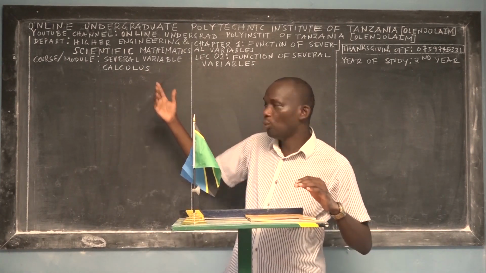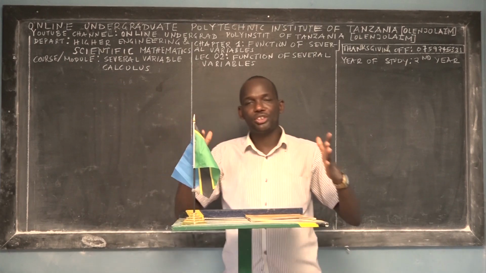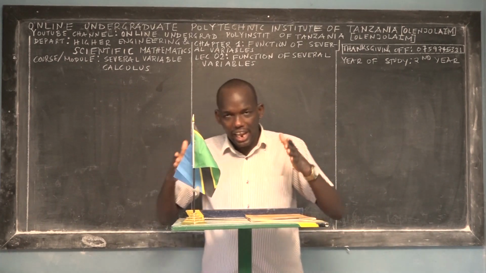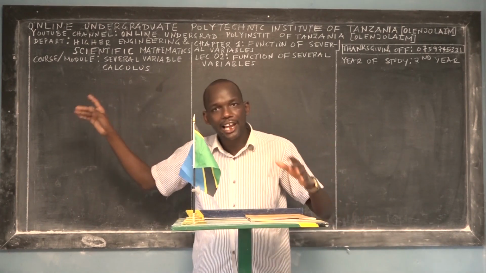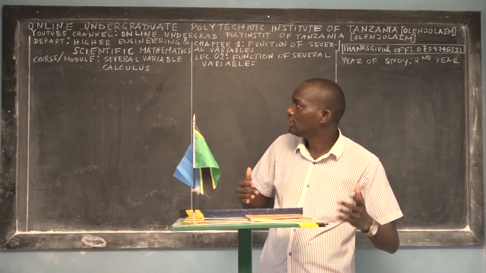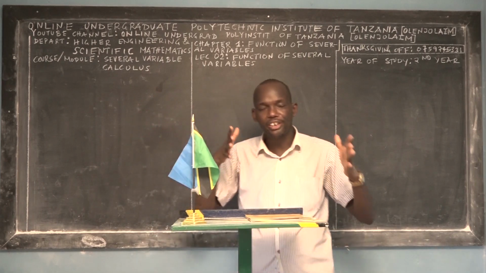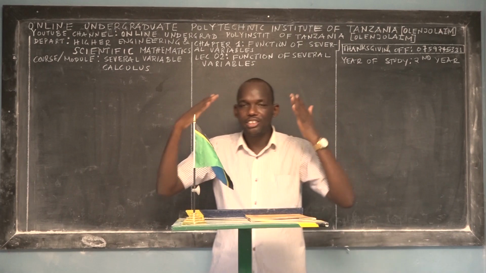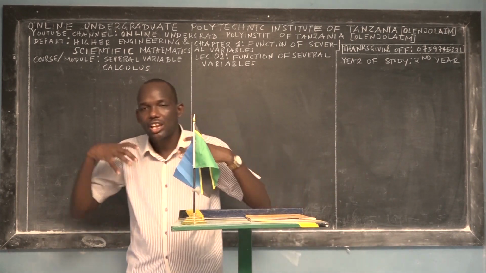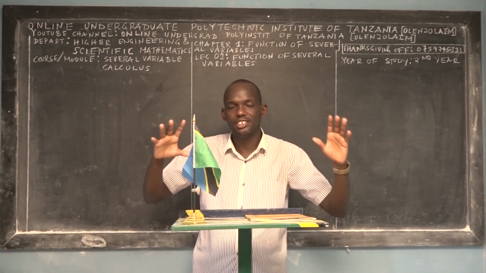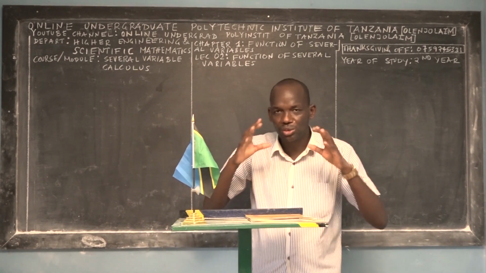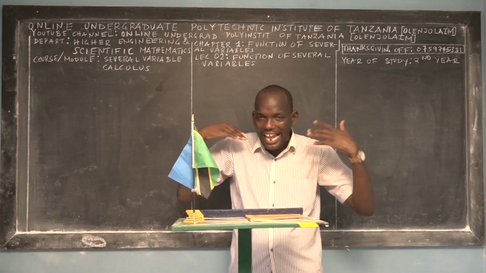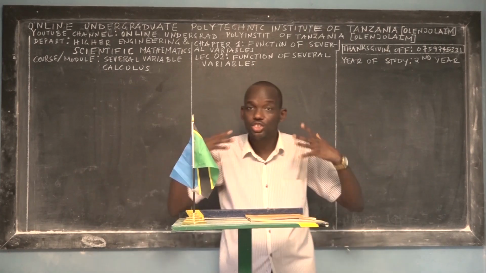In the Online Undergraduate Polytechnic Institute of Tanzania, one of our departments is called Higher Engineering and Scientific Mathematics. With this department we are doing great things, because we are trying our level best to meet the demands, and the demand is from undergraduate students. Our area of focus uses the syllabus and curriculum of the United Republic of Tanzania specifically. However, the content of undergraduate engineering and scientific mathematics is universal.